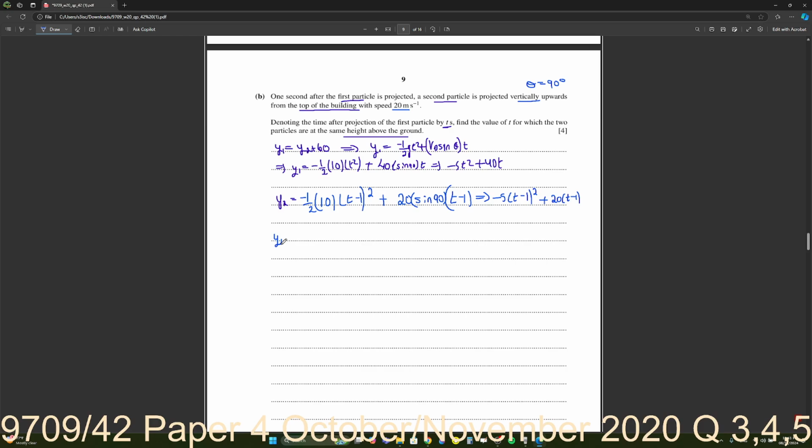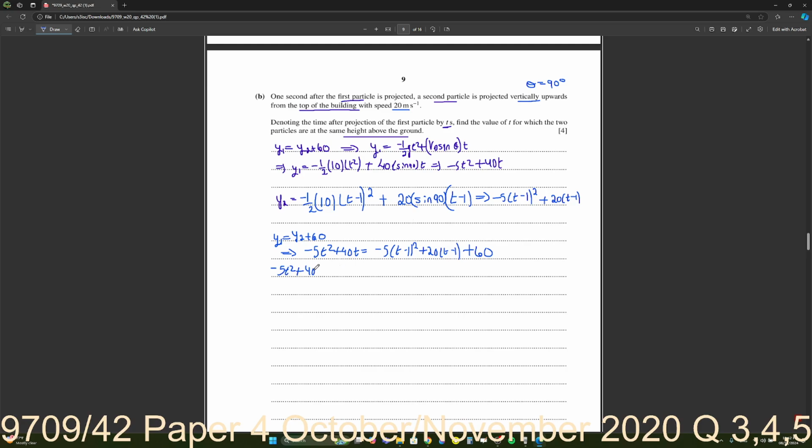We know y1 is equal to y2 plus 60. Okay, so I'm just going to rewrite this: y1 is equal to y2 plus 60. So minus 5t squared plus 40t is equal to minus 5 t minus 1 squared plus 20 t minus 1 plus 60, because remember, it's equal to y2 plus 60. Now you solve this as if it's a normal equation.